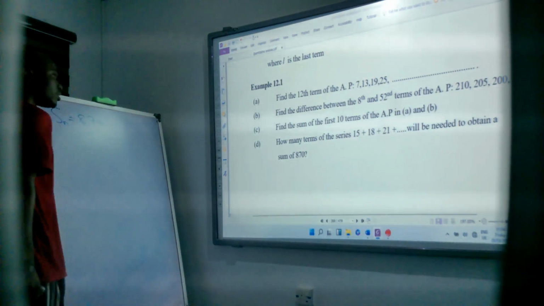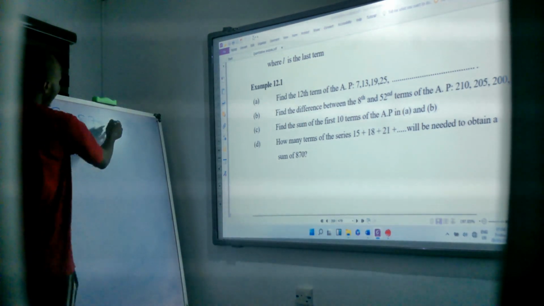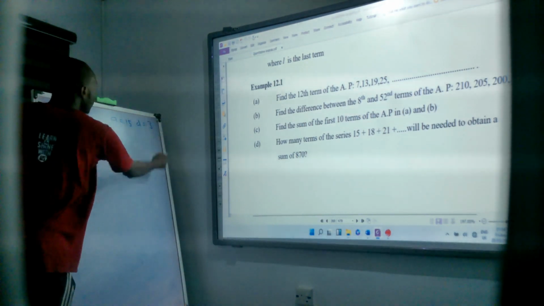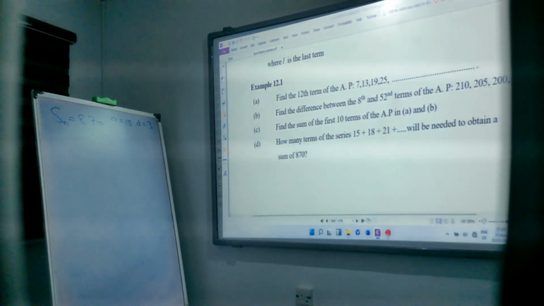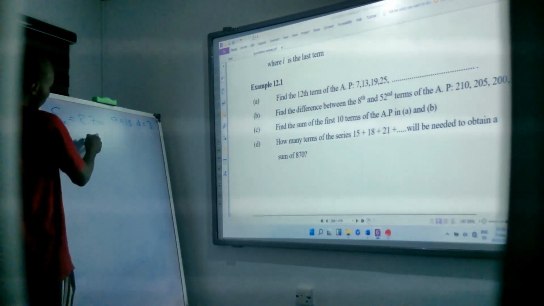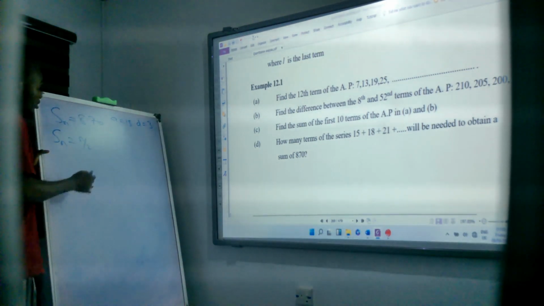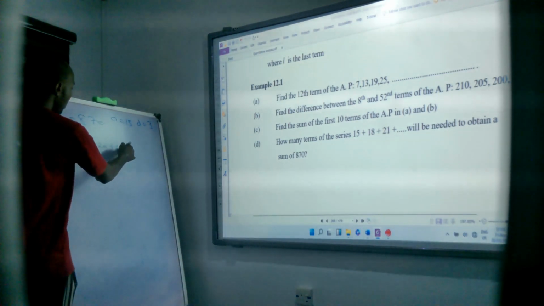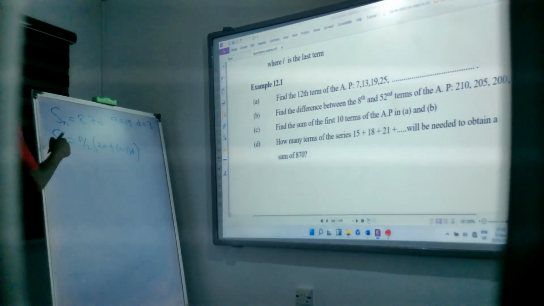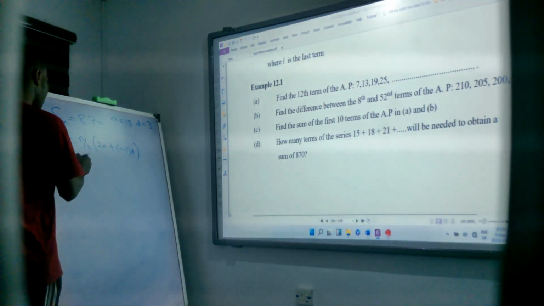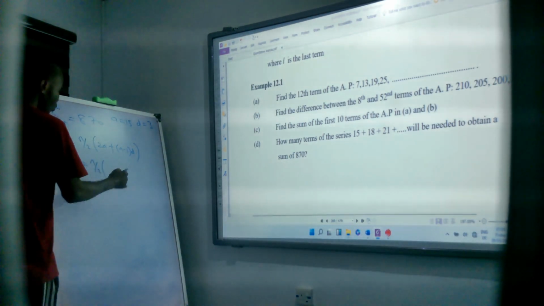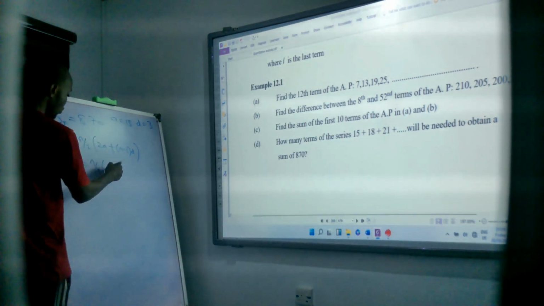So our Sn, the sum of the first n terms, is 870. The first term there is 15. The common difference is 3. So what is the n that will make this? Our formula for Sn is n over 2, pay attention, open bracket 2a plus n minus 1 d, close bracket. What is the Sn? It's 870.